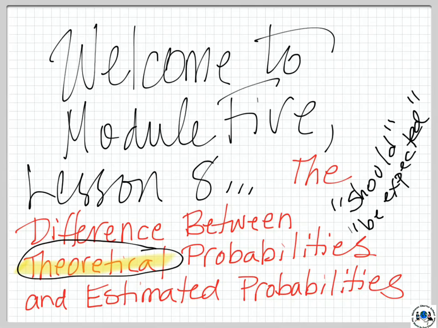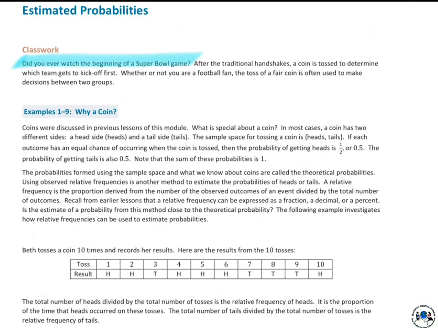Now, estimated probabilities. We'll talk more about these as the lesson progresses. But those are probabilities that are derived from experimentation. And those are things that we have been doing in class. Alrighty, so here we go.